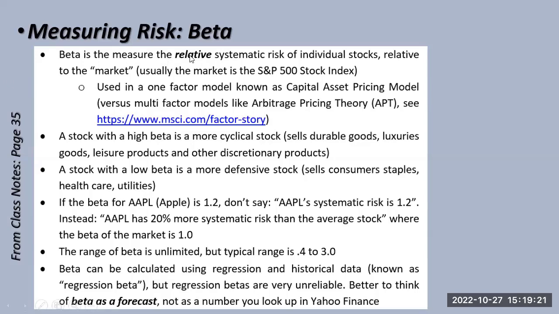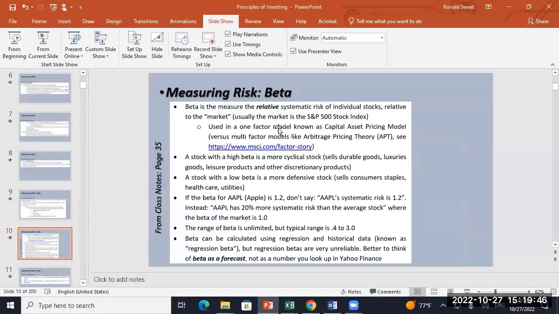So beta is the relative systematic risk of individual stocks relative to the market. We used to define that as the S&P 500. It's used in the capital asset pricing model, which is a one-factor model. There are other models out there, the arbitrage pricing theory model. MSCI had that. I think they actually got bought out by somebody else.